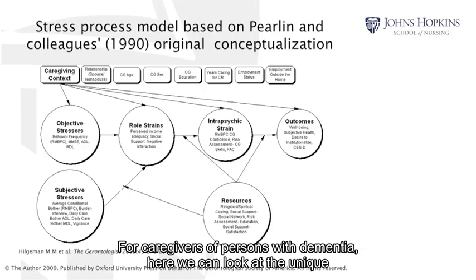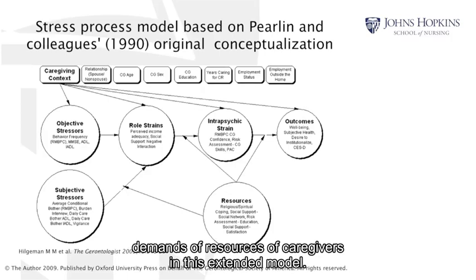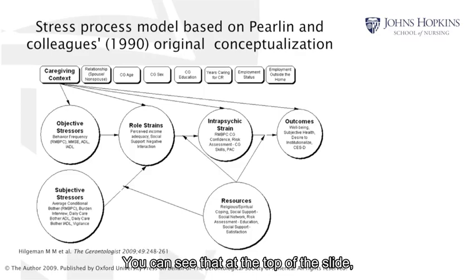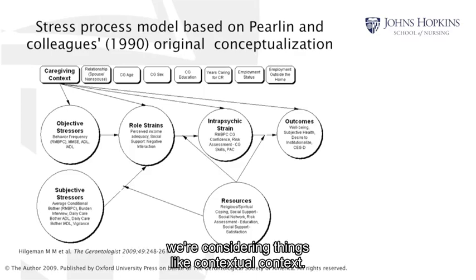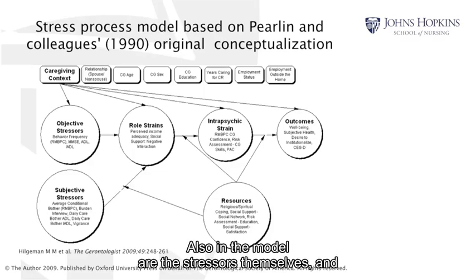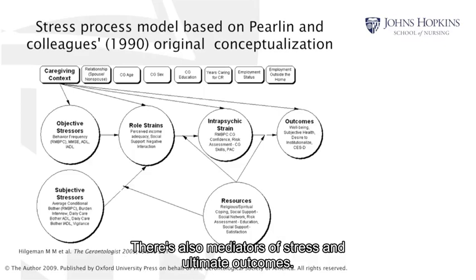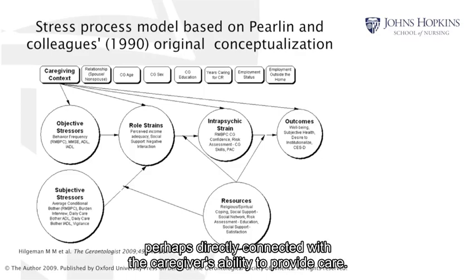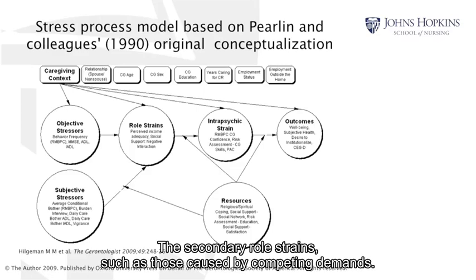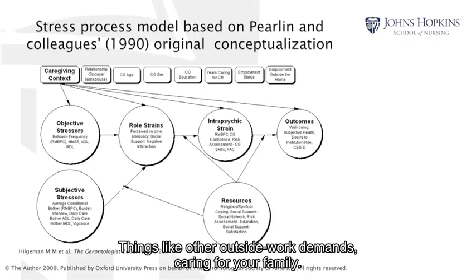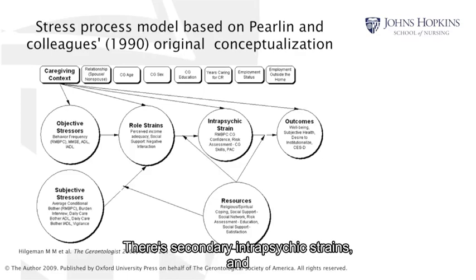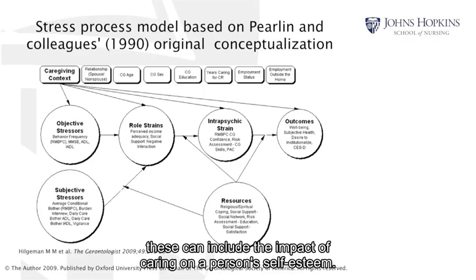For caregivers of persons with dementia, here we can look at the unique demands and resources of caregivers. In this expanded model, you can see that at the top of the slide, we're considering things like contextual factors. Also in the model are the stressors themselves, and these are divided into primary stressors. There's also mediators of stress and ultimate outcomes. The primary stressors are those perhaps directly connected with the caregiver's ability to provide care. There's secondary role strains, such as those caused by competing demands, things like other outside work demands, caring for your family. There's secondary intrapsychic strains, and these can include the impact of caring on a person's self-esteem.